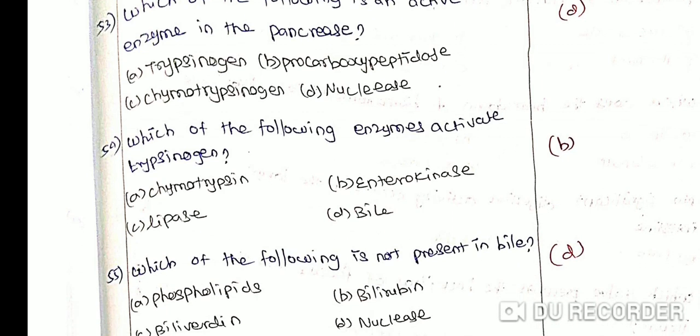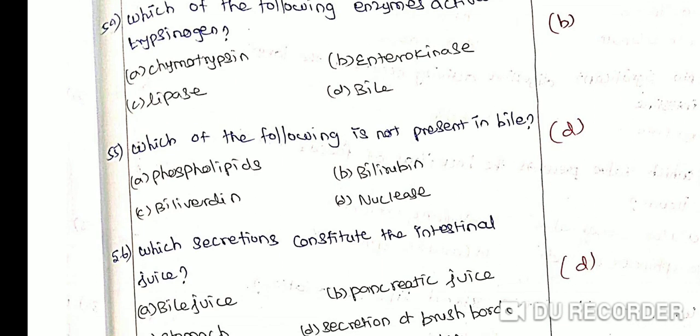Which of the following enzymes activates trypsinogen? Option A chymotrypsin, option B enterokinase, option C lipase, option D bile. The correct answer is option B enterokinase. Trypsinogen is activated by an enzyme enterokinase secreted by the intestinal mucosa into the active trypsin, which in turn activates the other enzymes in the pancreatic juice.